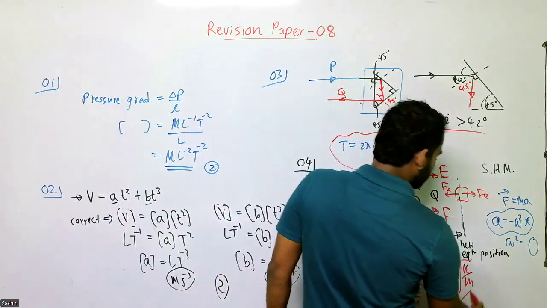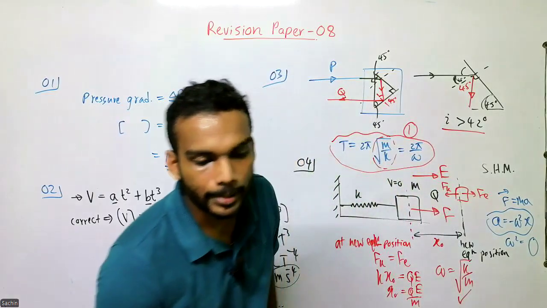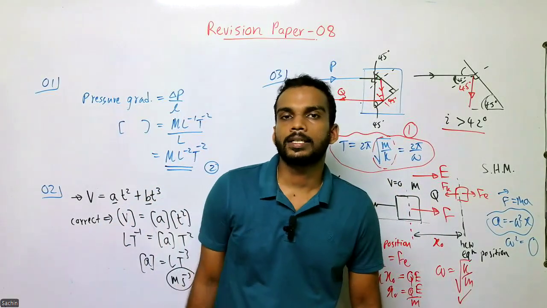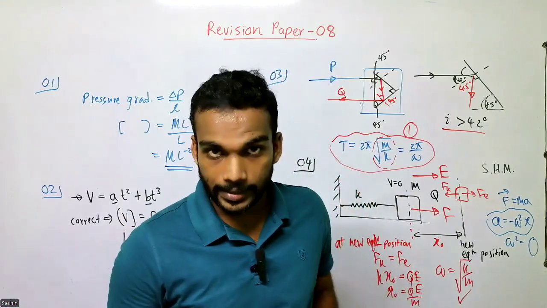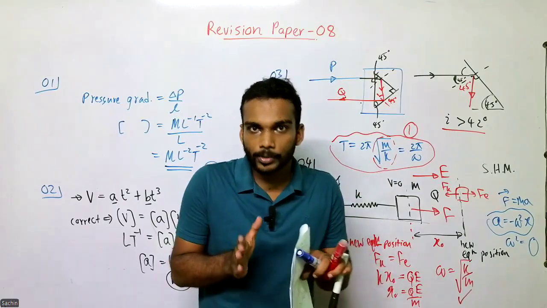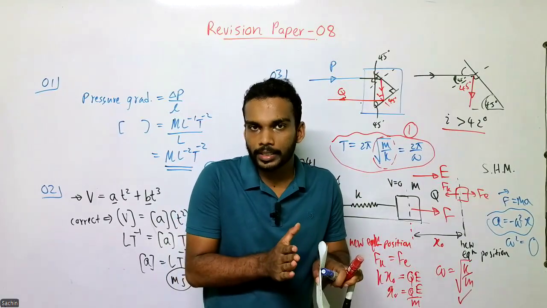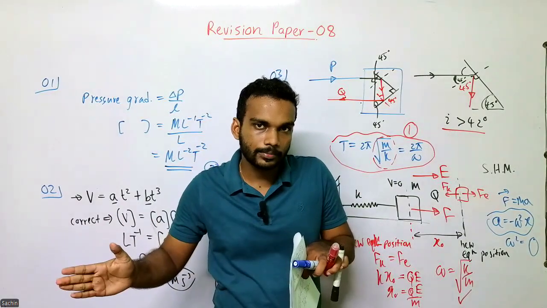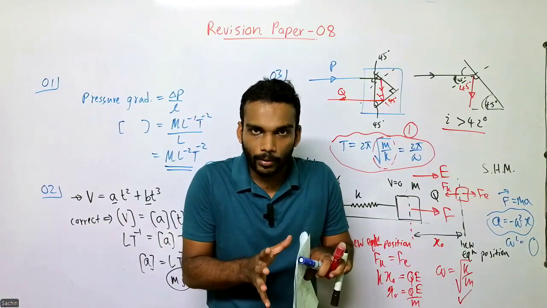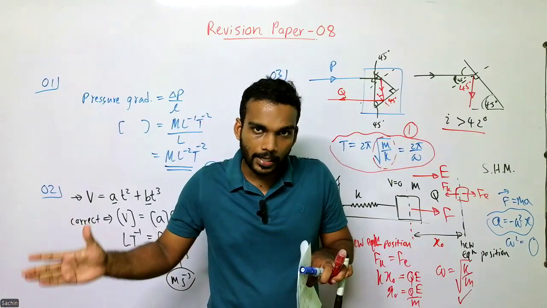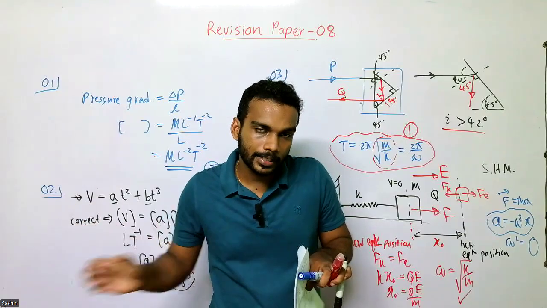So now omega is fine. And now you want to calculate the amplitude. Amplitude means what? If you go for the definition, the amplitude of a simple harmonic motion is nothing but the distance to the position from the equilibrium point when the velocity becomes 0. The distance from the equilibrium point to the position when its velocity becomes 0.